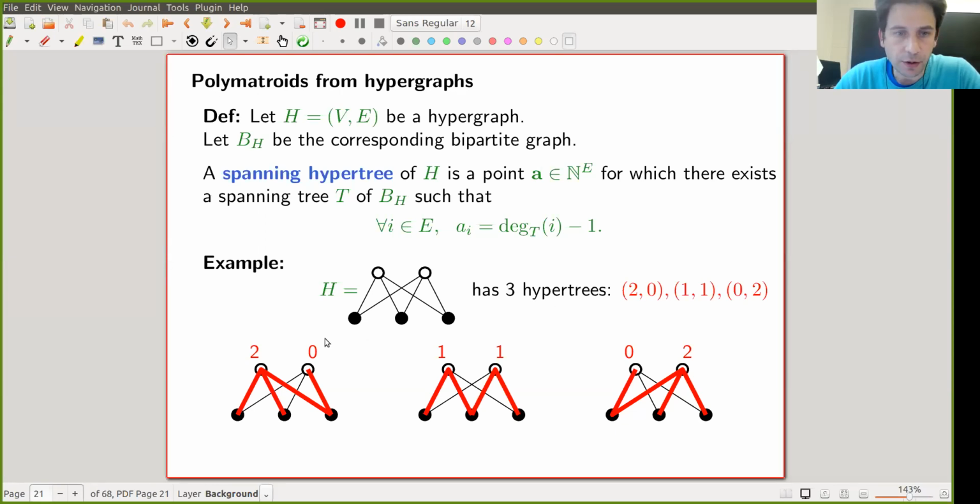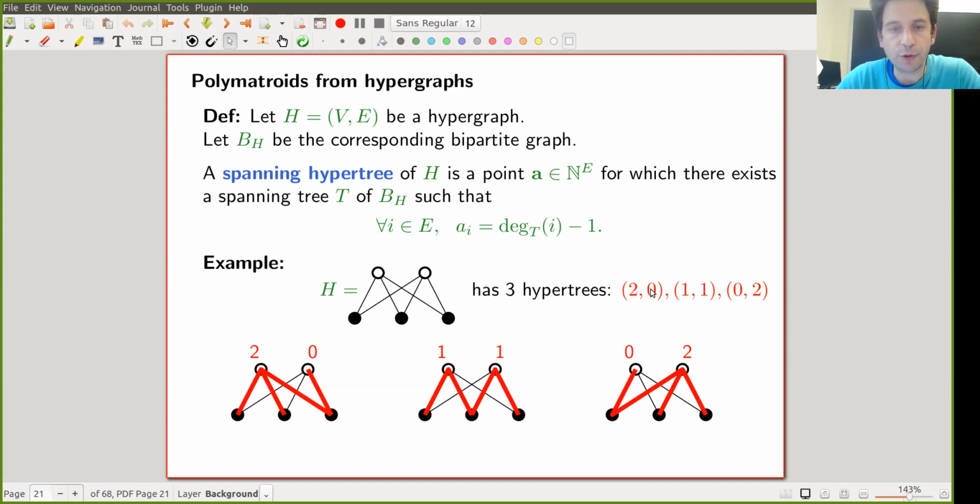Okay, so how do I see that? Here is a bunch of spanning trees of the bipartite graph. For a given spanning tree, I look at the degree of the tree at each of the hyperedges. So here the degree is 3, and here the degree is 1. I subtract 1, so I get 2 and 0. And that gives me one of the hypertrees.